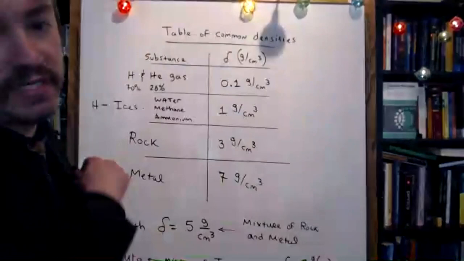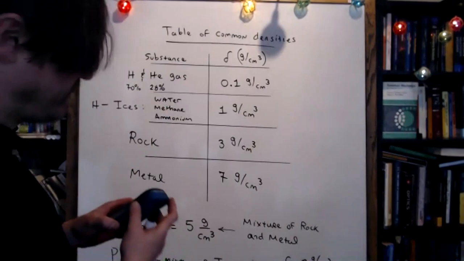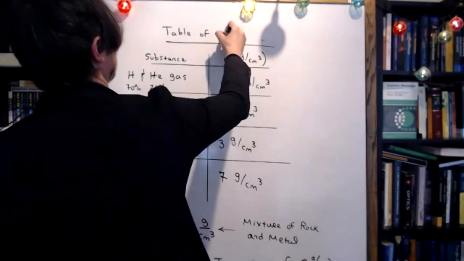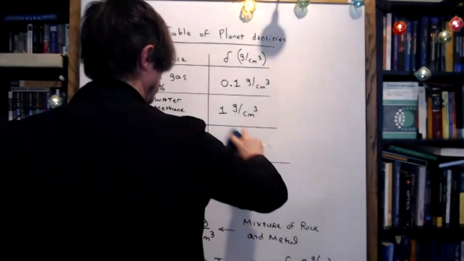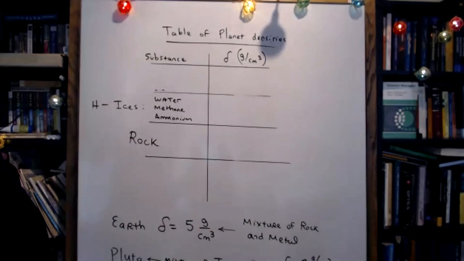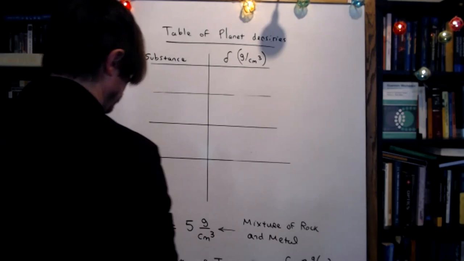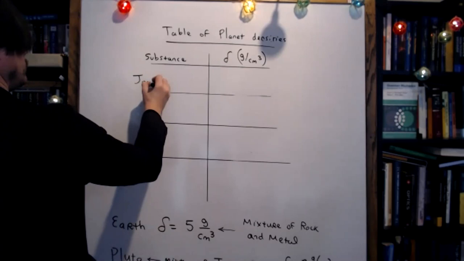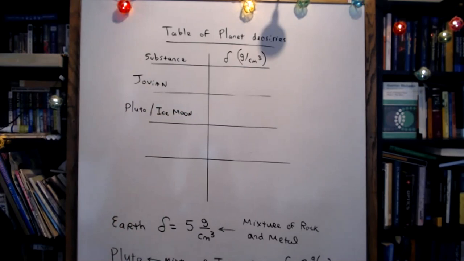Okay, let's do one more table here. For the purposes of this class, here's how we're gonna roll. I'm gonna change my table now from common densities to a table of, let's call them planetary or moon densities. What would you guys expect the density of a gas giant to be, like Jupiter or Saturn? What would you guys expect the density of a Jovian planet to be?